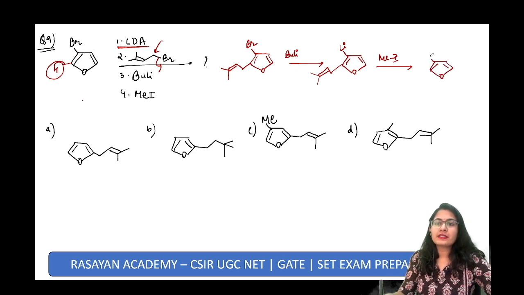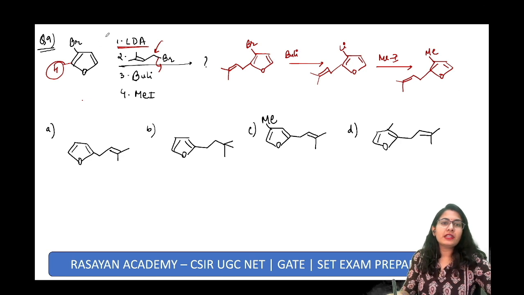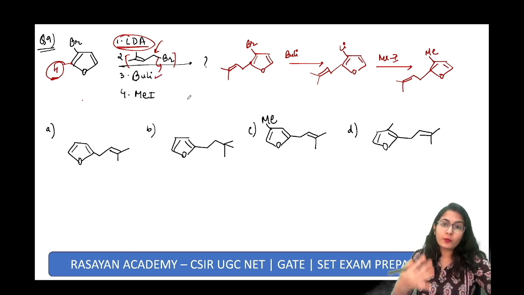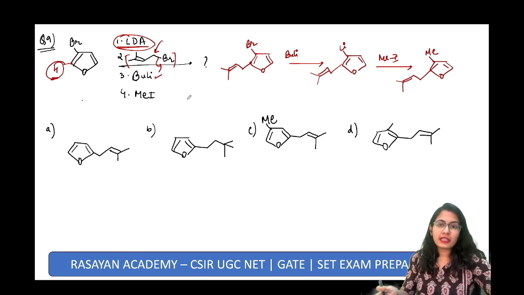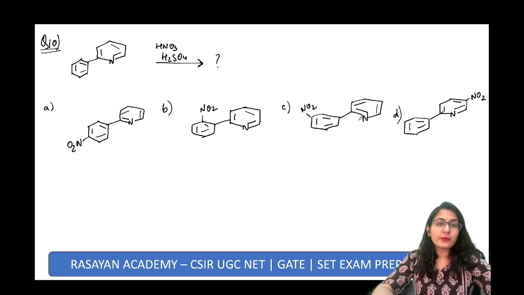So the question is just a simple question based on selectivity, nothing else. Just a selectivity question. Alright, so first when you are taking LDA, it is only going to give you a proton removal, and this first electrophile is added on this position. Second base, this is going to do a bromine exchange faster than taking the proton. That's why it is selected for removing the bromine from over here. So the answer is going to be option number D. Alright, so let's try out another question.